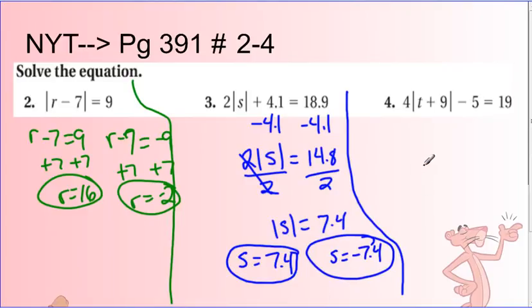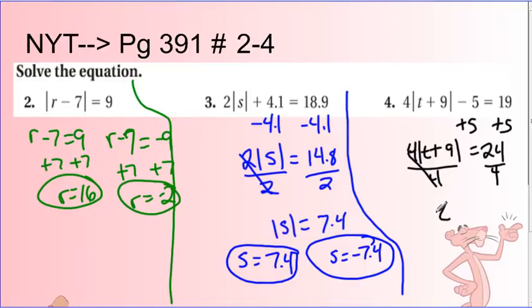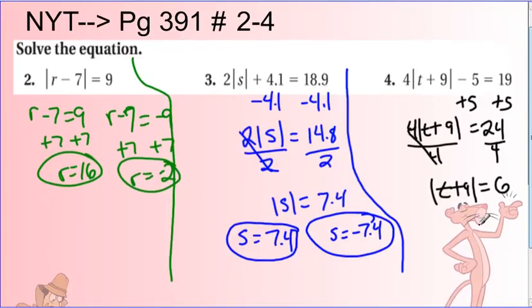And lastly, number 4 here. Let's solve it. We're going to get the absolute value by itself, so we're going to start by adding 5. That gives us 4 times the absolute value of t plus 9 equals 24. Divide by 4 on both sides. These cancel. The absolute value of t plus 9 equals 6. Now the absolute value is by itself, so we can separate. We get t plus 9 equals 6, and t plus 9 equals negative 6.